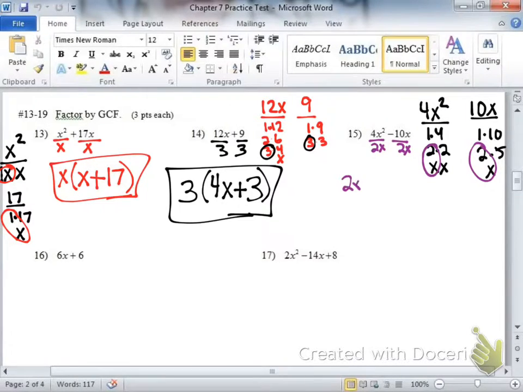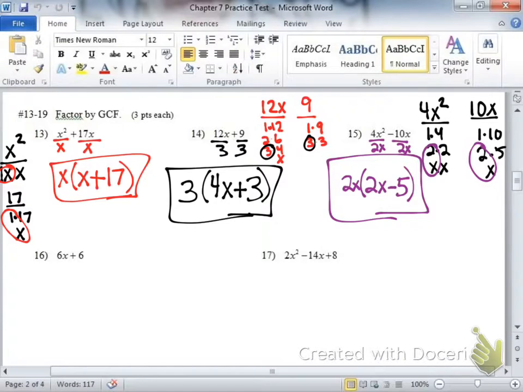Alright, so I'm going to write a 2x in the front. What's 4 divided by 2? 2. You had x squared, you're taking an x out. That leaves you with an x. Minus 10 divided by 2? 5. You had an x, you're taking it out. So you're done. Again, double distribute if you want to check your work. You do end up with where you started, so we're good.